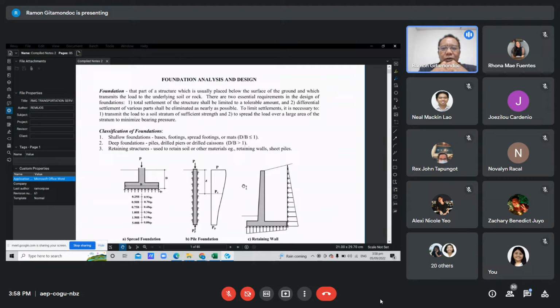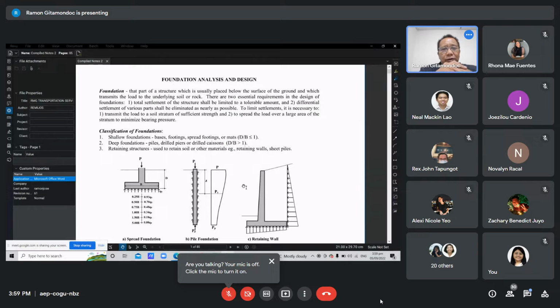So there are two essential requirements in the design of the foundation. So first, total settlement of the structure shall be limited. Then second, differential settlement shall be eliminated as nearly as possible. So duha ka requirement to limit total settlement and to eliminate as nearly as possible differential settlement. So by total settlement, we mean that the entire structure will settle more or less at the same magnitude, no? So mounlod dungan ang tibuok gyud nga building, no? Sa differential settlement, only one portion of the building will settle while the other does not, no?